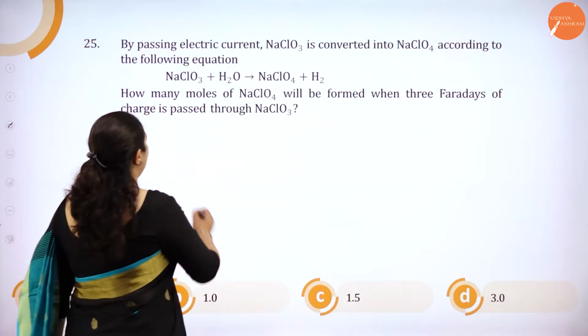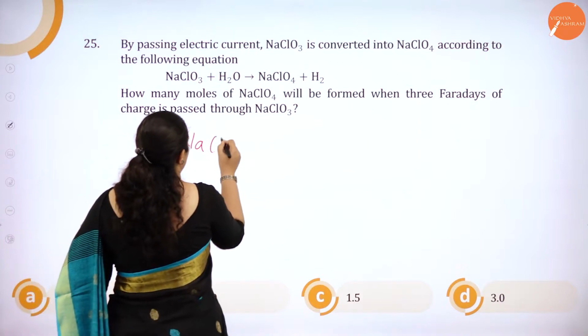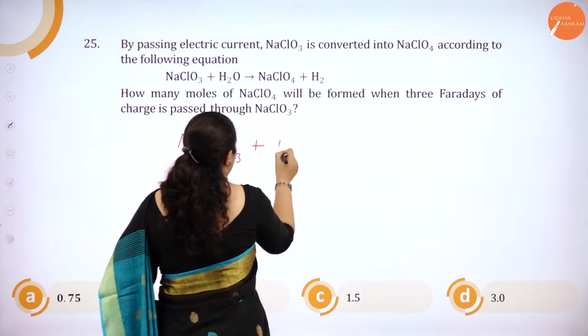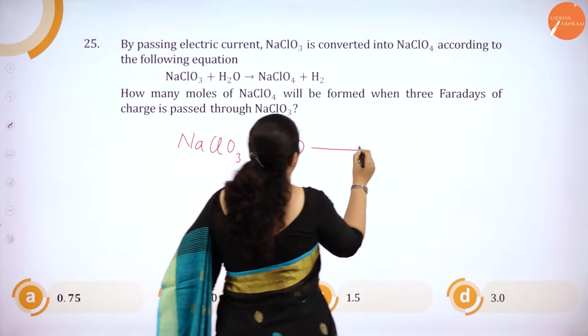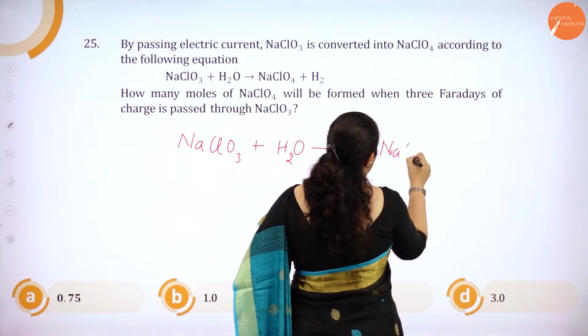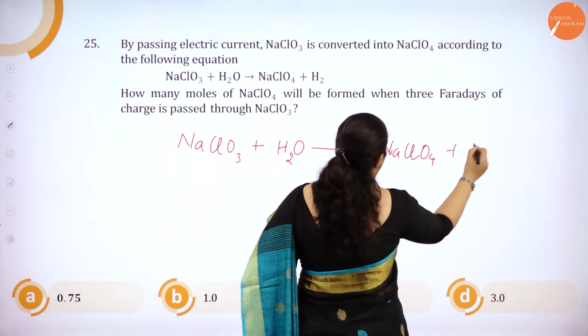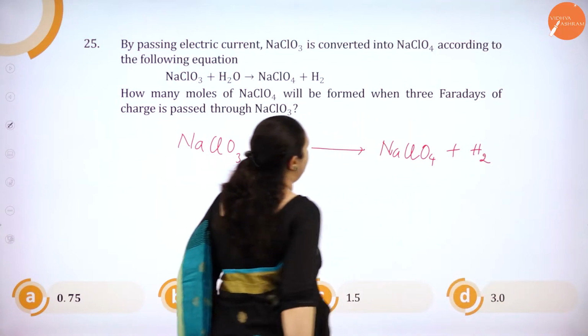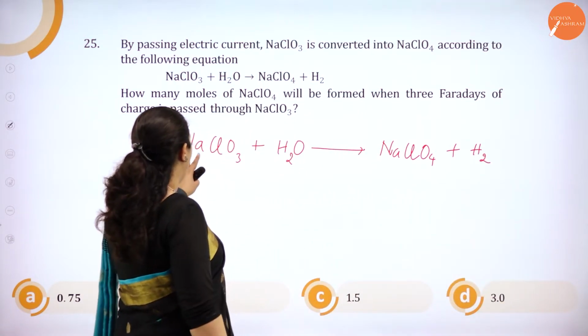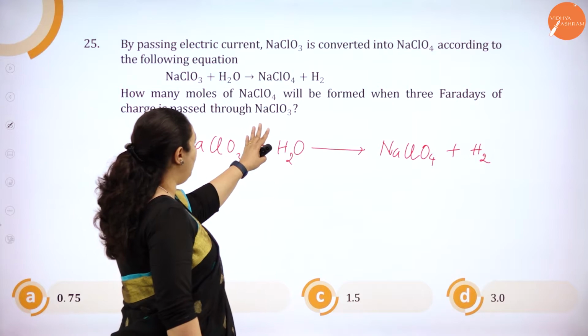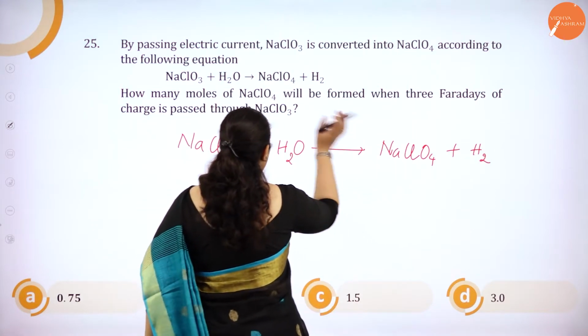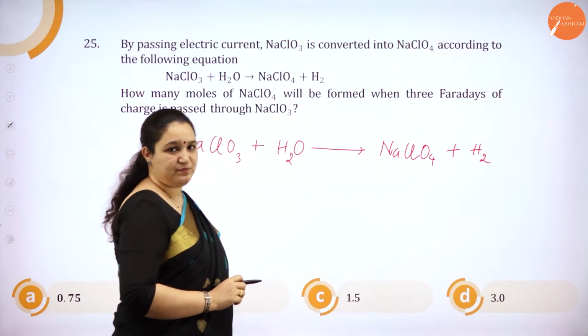Okay, so what is it? NaClO3 is reacting with water, and you will get NaClO4 plus hydrogen gas liberated. Now here what they are asking is, how many moles of NaClO4 will be formed when 3 Faraday charge is passed?